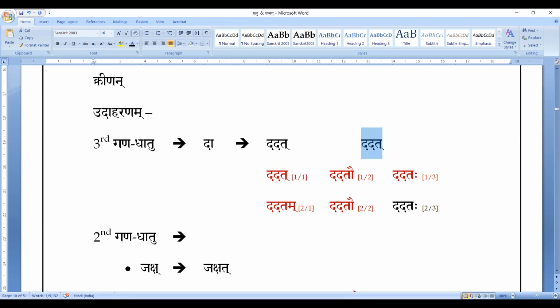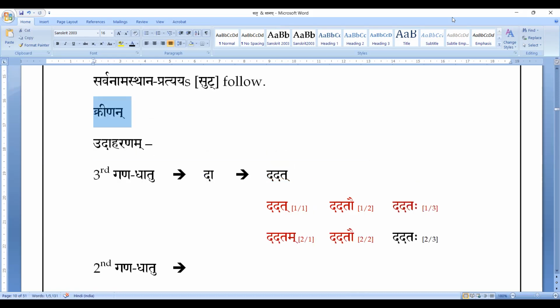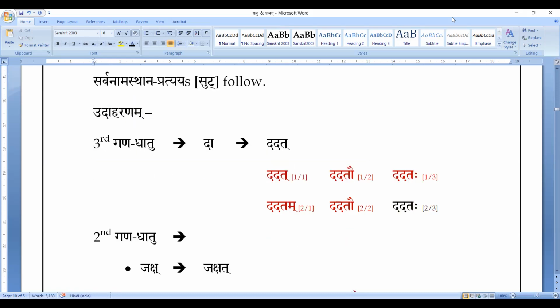What is the speciality here? No Num. Third Gana will not take Num Agama. Third Gana Dhatu will not take Num Agama when followed by a Sarvanamasthana Pratyaya. Follow? Yes. Yes. Yes, good.